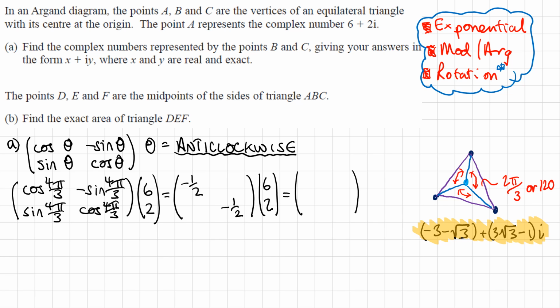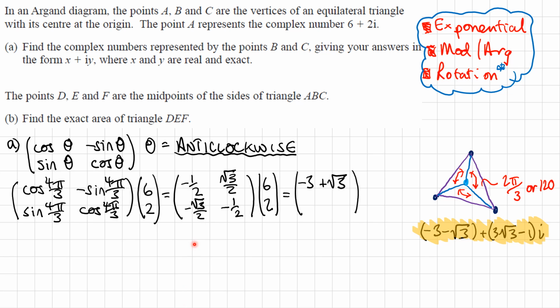And the sine of 4 pi over 3 is negative root 3 over 2. So this element up here, because it's a negative, will then become positive root 3 over 2. So let's multiply this out. This times this is going to give me minus 3. And then this times this is just going to give me plus root 3.